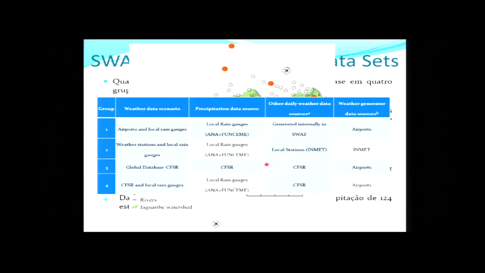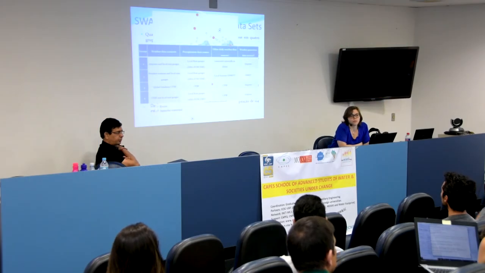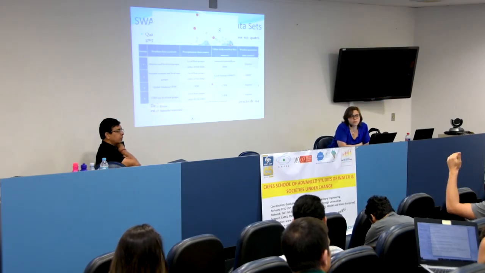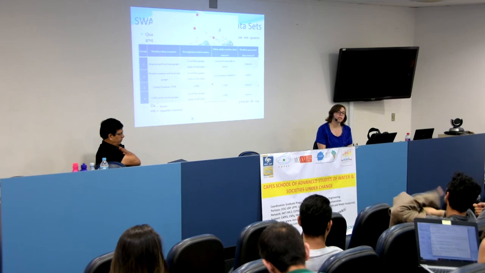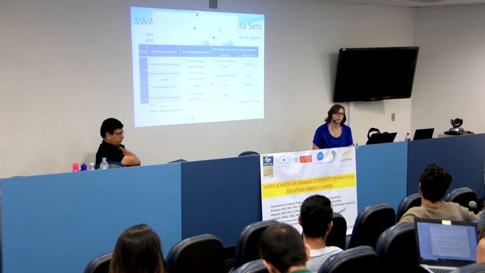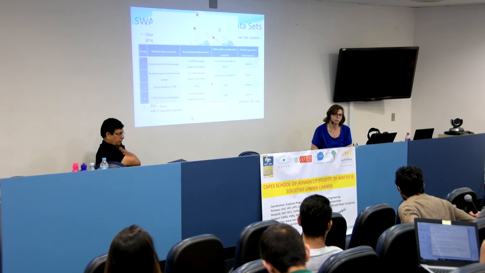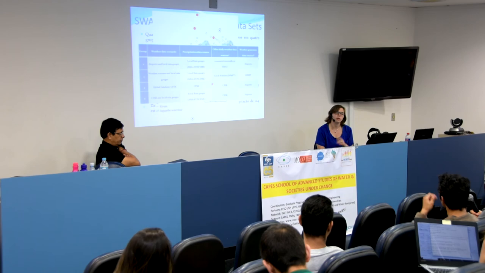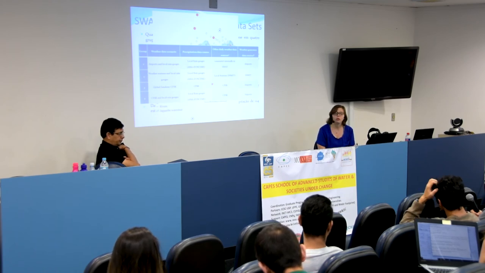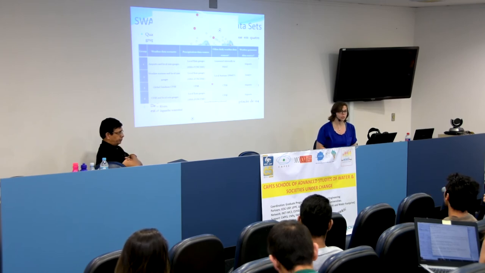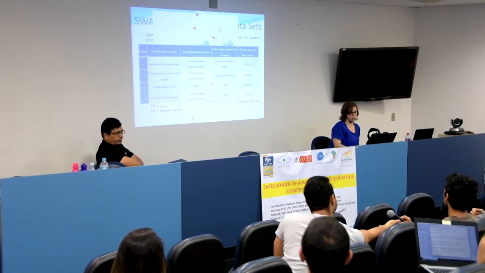In SWAT, can you provide rain gauges outside the basin? Well, before, what it would take is the closest rain gauge to the sub-basin centroid, so one for each sub-basin. Now in SWAT Plus, it is assigning the closest one to each HRU, so you can have even more spatial distribution.